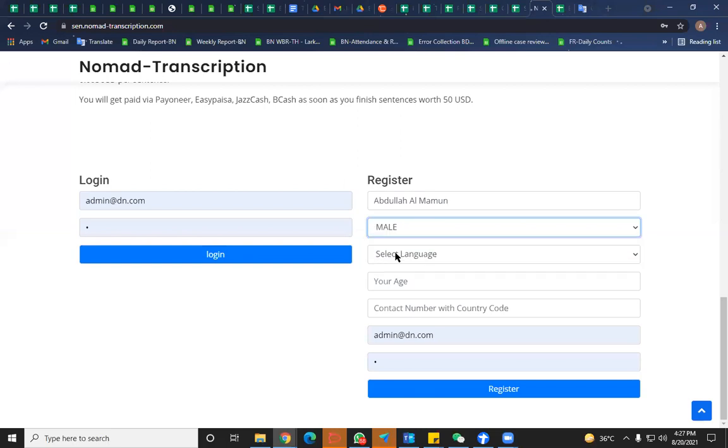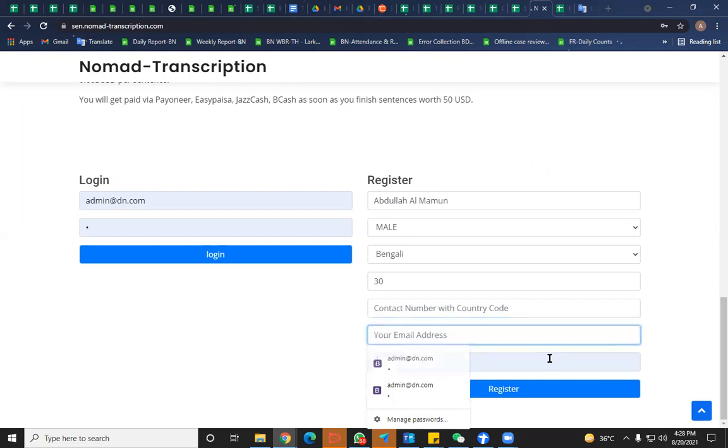Then there's gender, language, age. Let's suppose he's 30. And your contact number with country code. This means that you have to mention the country code. Let's suppose it is +880, and then whatever the number is, just write the number, but make sure to use the country code.